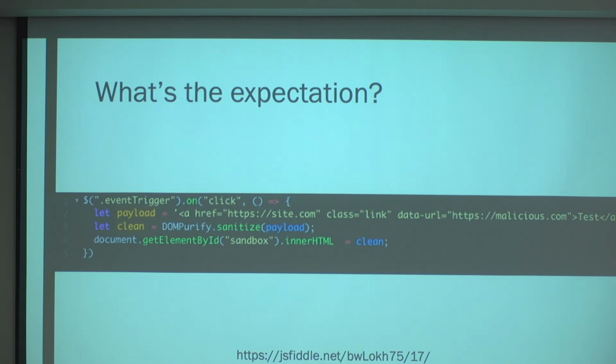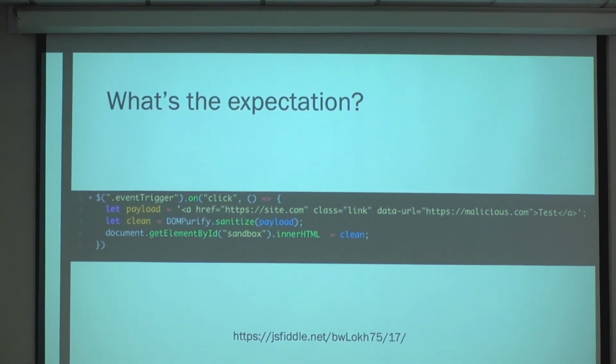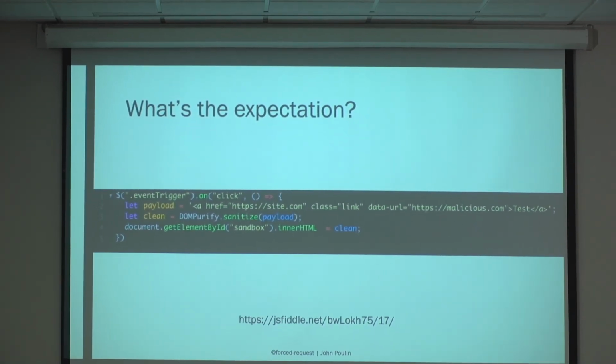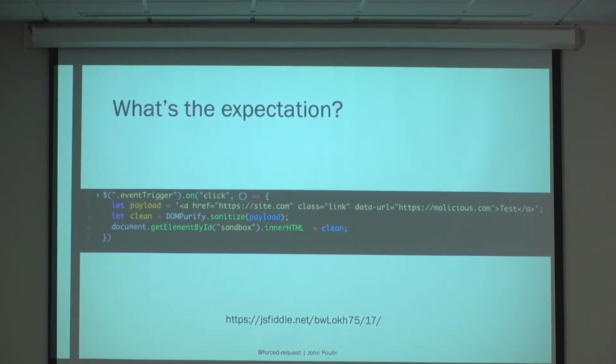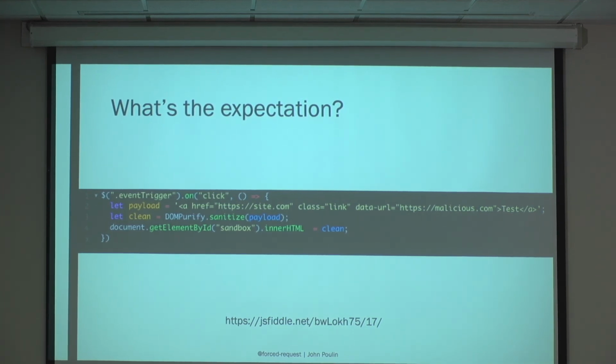So if we look at this particular example, anyone want to take a stab at the expectation here? So we have some payload, which we've hard-coded. It's a link with a class and a data URL attribute called DOM Purify, and then we just drop it into the DOM through inner HTML. So how is that going to render? Anyone have any thoughts? Will it strip out data URL? That's a good question.